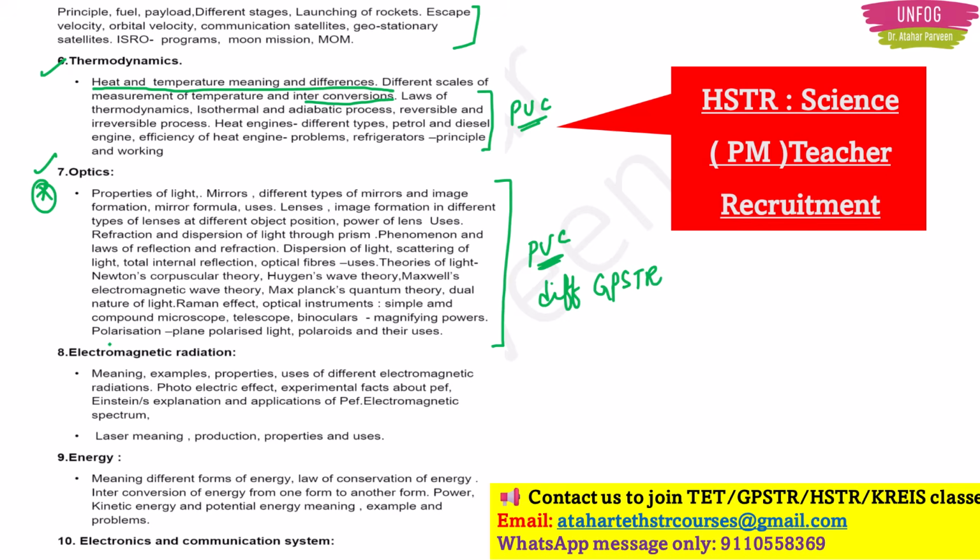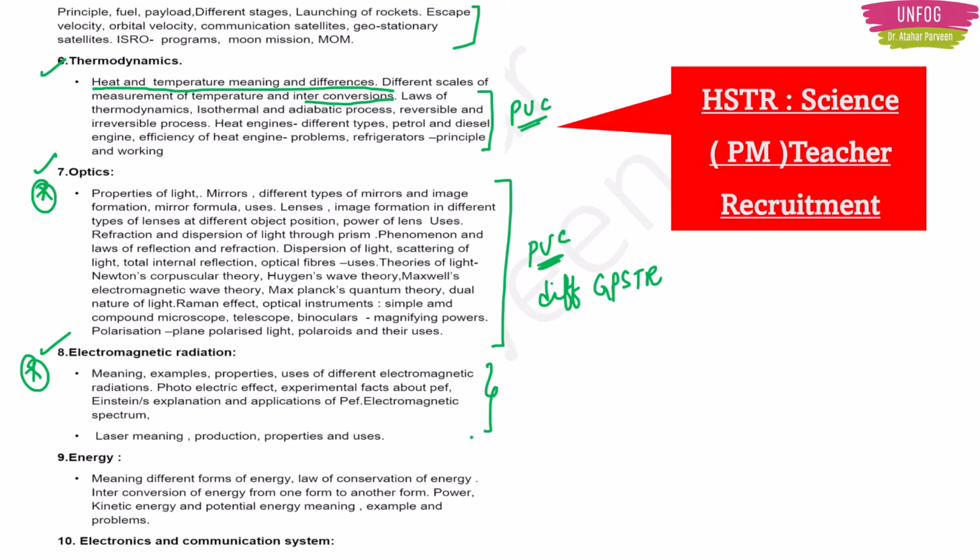Then comes electromagnetic radiation. This is also one of the important chapters. Here you can see meaning, examples, properties, uses of electromagnetic radiations, photoelectric effect, experimental facts about photoelectric effect, Einstein's explanation and applications of photoelectric effect, electromagnetic spectrum, and most importantly laser is also there here, okay.